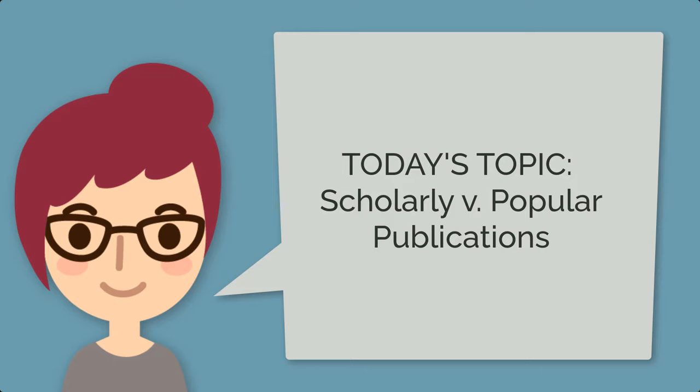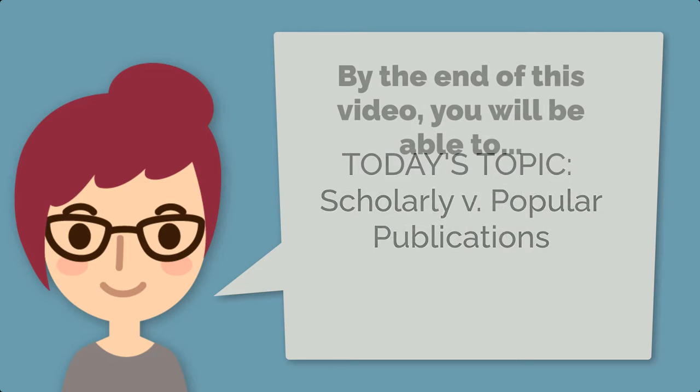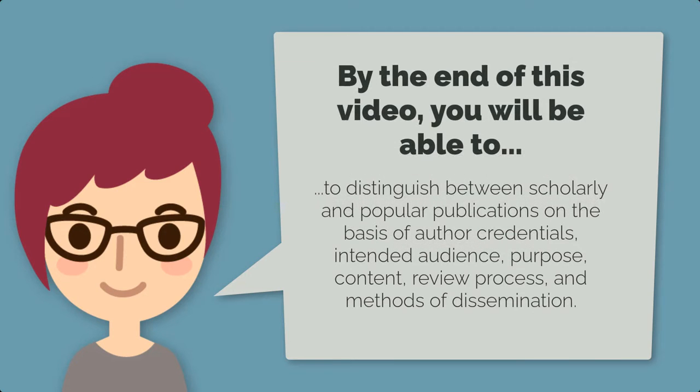Today we're going to discuss the difference between scholarly academic sources and popular sources. By the end of this video, you'll be able to distinguish between scholarly and popular resources according to the following characteristics: author credentials, intended audience, purpose, content, review process, and dissemination.